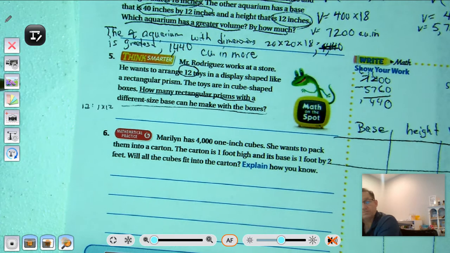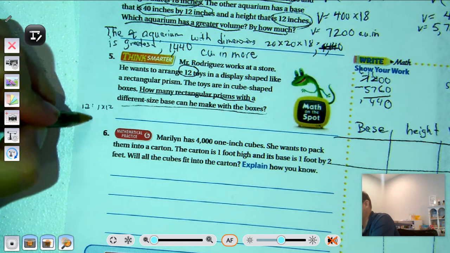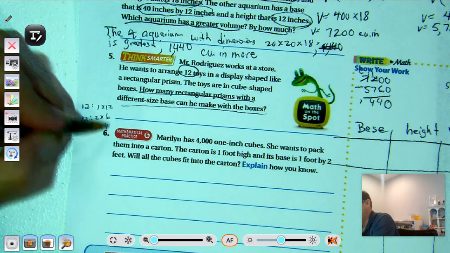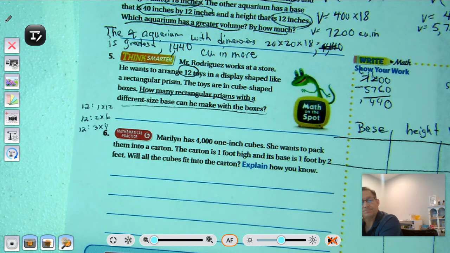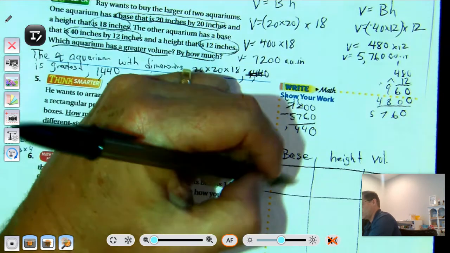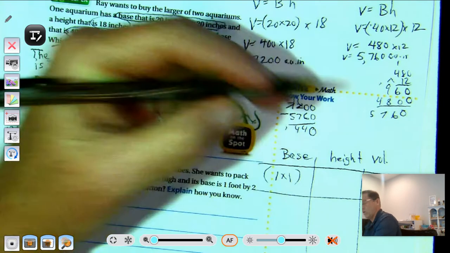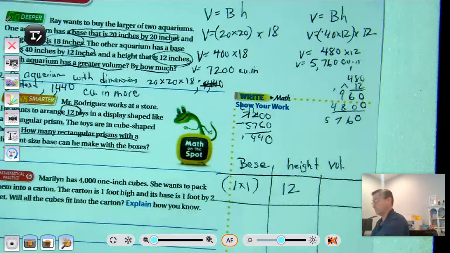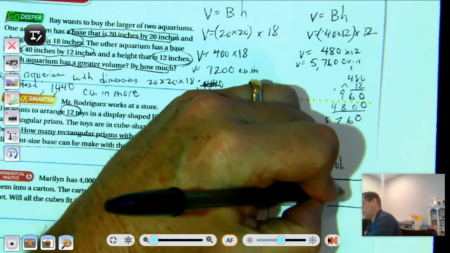1 times 12, 2 times 6, 3 times 4. All right, well, let's start there with those. So we could have a base of 1 by 1 and a height of 12. So 1 times 12.